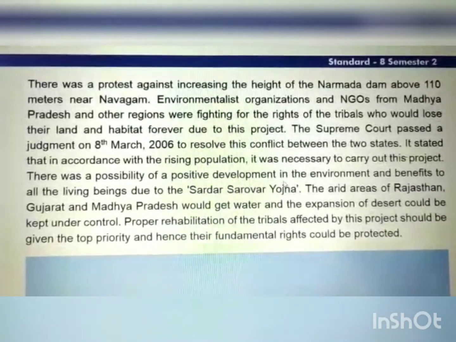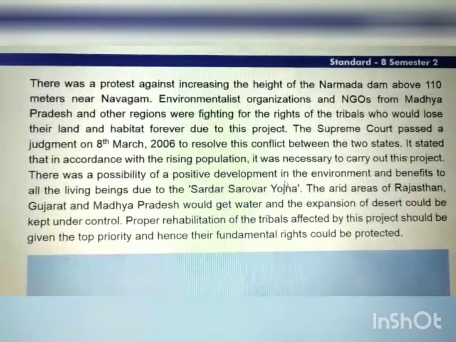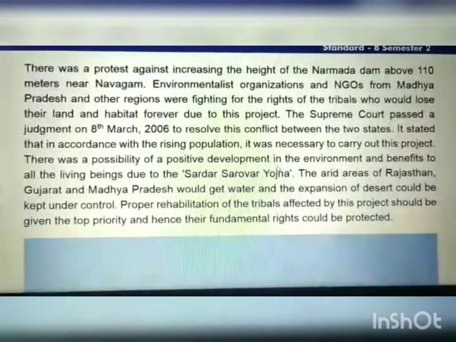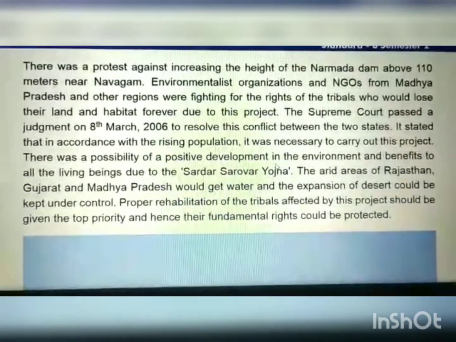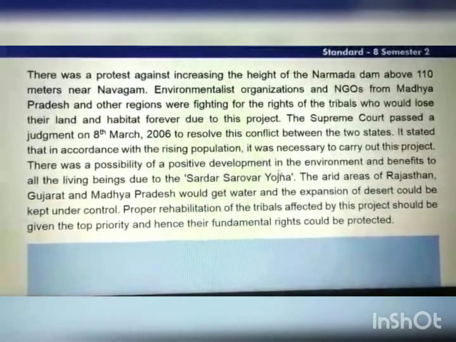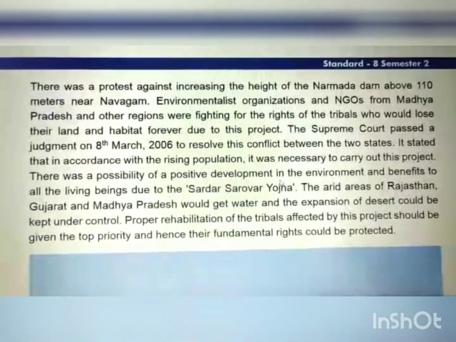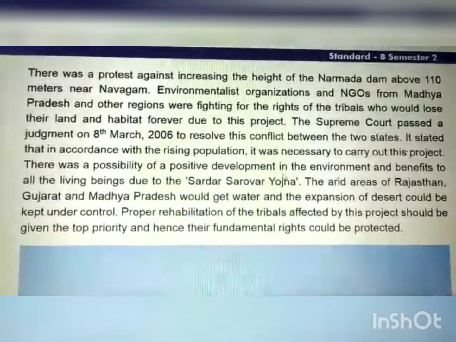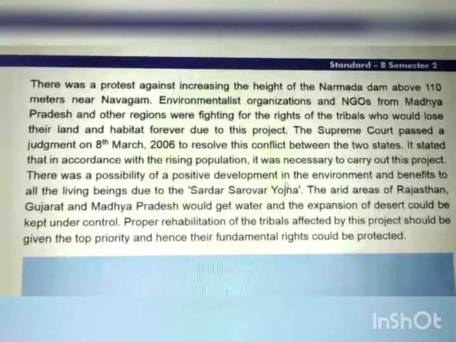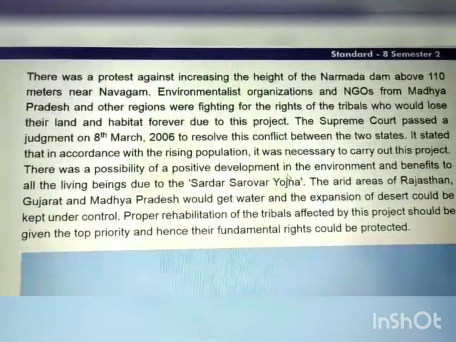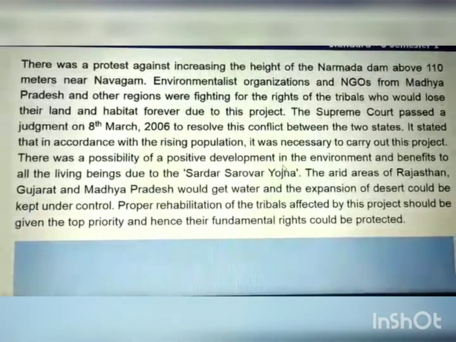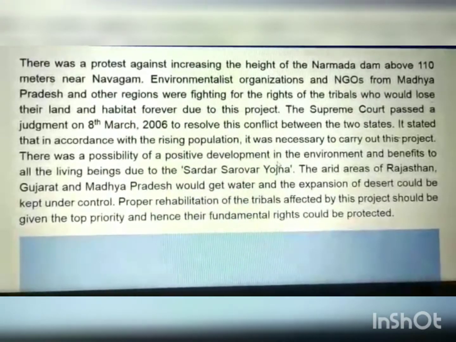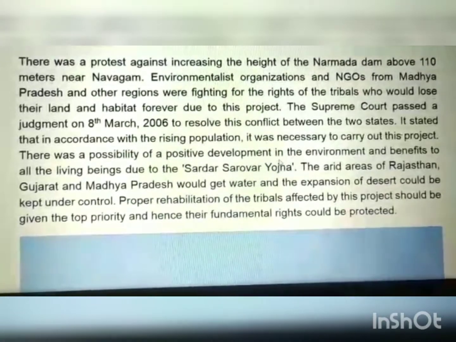But proper rehabilitation of the tribals affected by this project should be given top priority, and hence their fundamental rights could be protected. So the Supreme Court has given permission to continue this Narmada Dam project, which is known as Sardar Sarovar Yojana, but it also ordered proper rehabilitation, meaning to take care of the fundamental rights of the tribal people who were affected by this project, and that should be done on a top priority basis. The Supreme Court decision was accepted by both the states, and the case was solved.